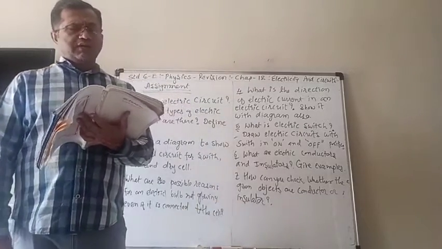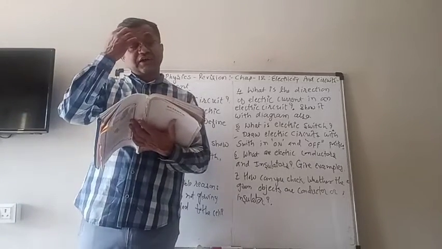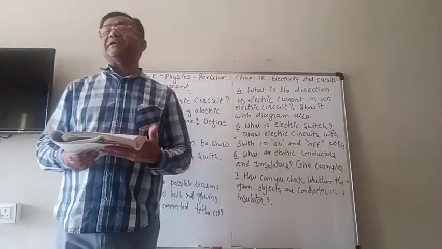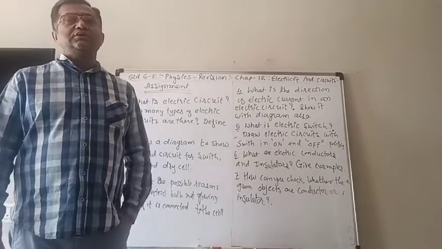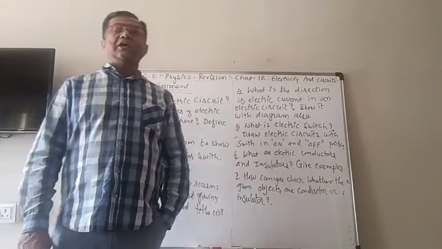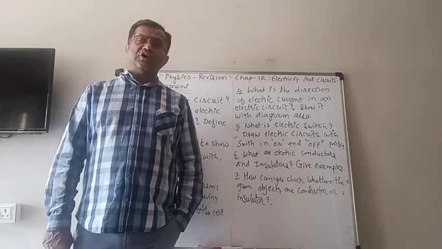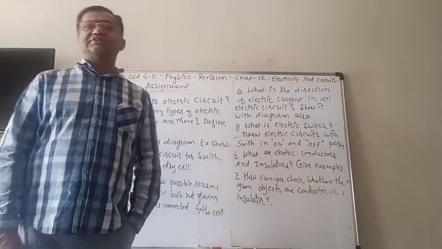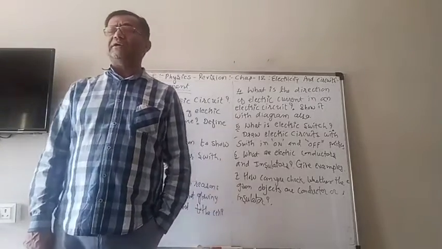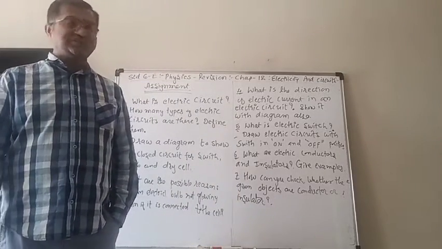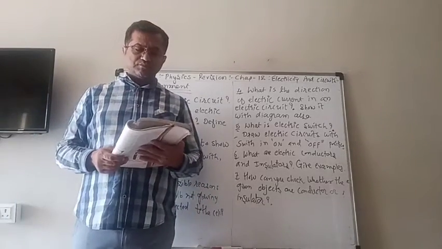Now, when we make the connections, we have to be very careful. While doing the connection, be careful that all the joints are properly done, because if one of the connections is loose at the joint, either at the bulb or at the battery cell, etc., then the bulb cannot glow.